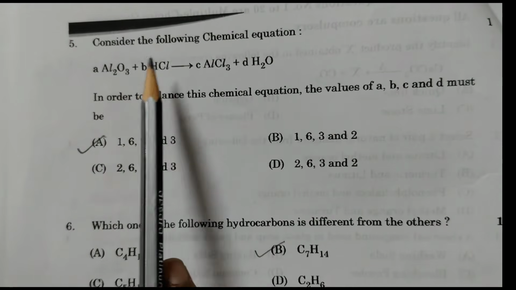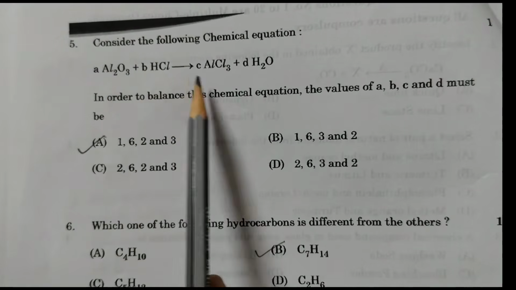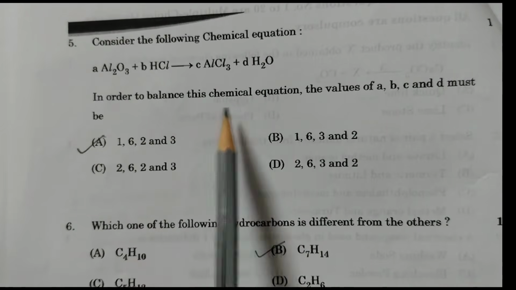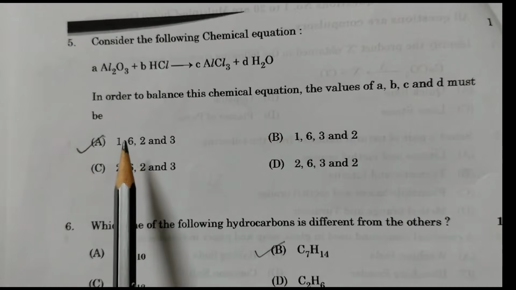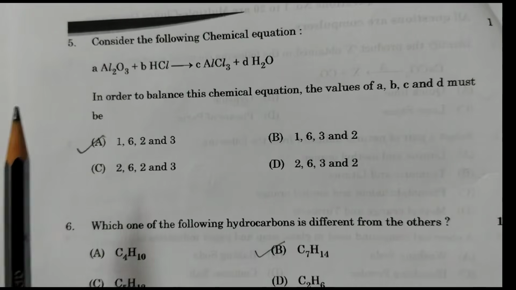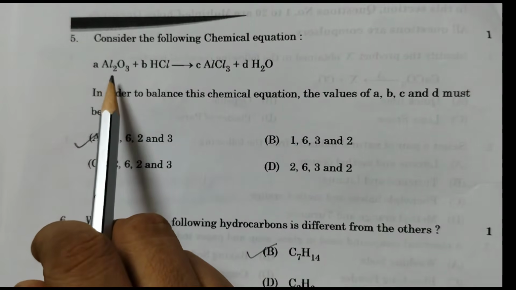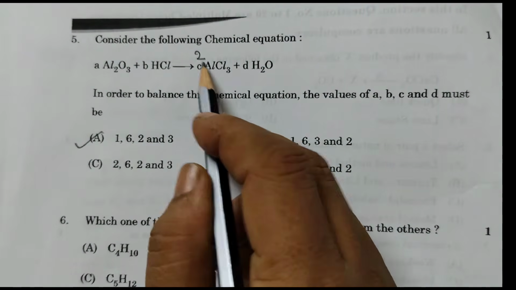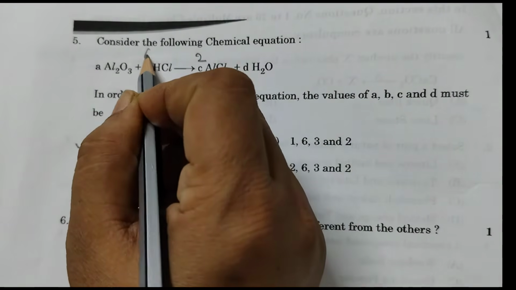Question number 5. Consider the following chemical equations. A Al2O3 plus B HCl gives C AlCl3 plus D H2O. In order to balance this chemical equation, we need to choose the correct option and give the values of A, B, C, D. For balancing, we start with Al2O3, Al2, that means 2 atoms. So we'll put a 2 here first. Now it's 2 Al and 2 into 3, 6 Cl. So here we have Cl, we'll make this 6.